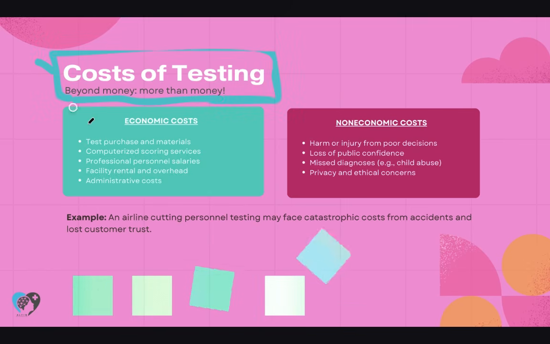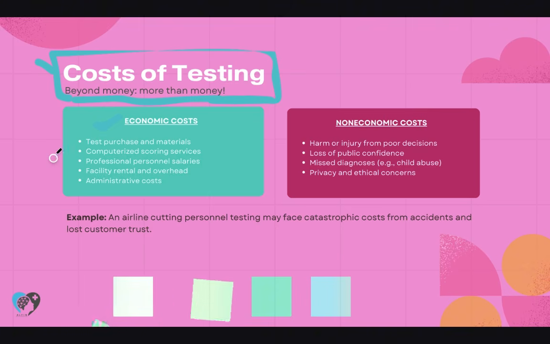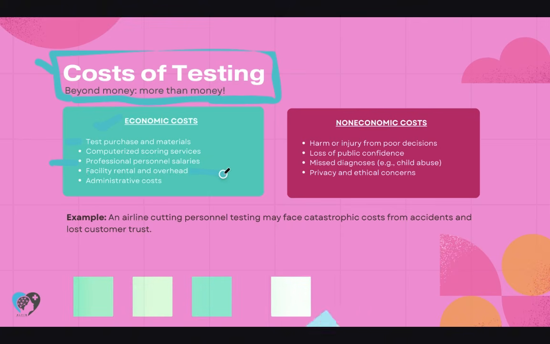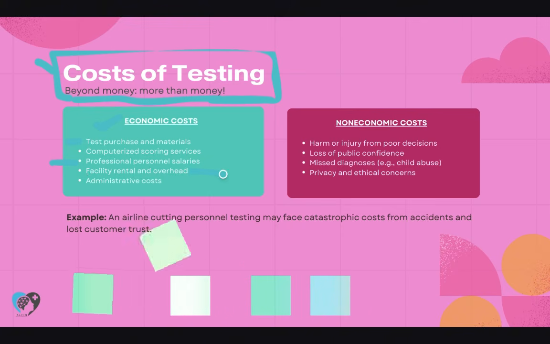We have the obvious cost, right? What are the obvious costs? We need to buy the test protocols, the test manual. We need to pay the psychometrician or employee, the psychologist or psychometrician. We also need to rent probably facilities for us to conduct testing, to standardize the administration of the test. So those are the obvious costs of testing.